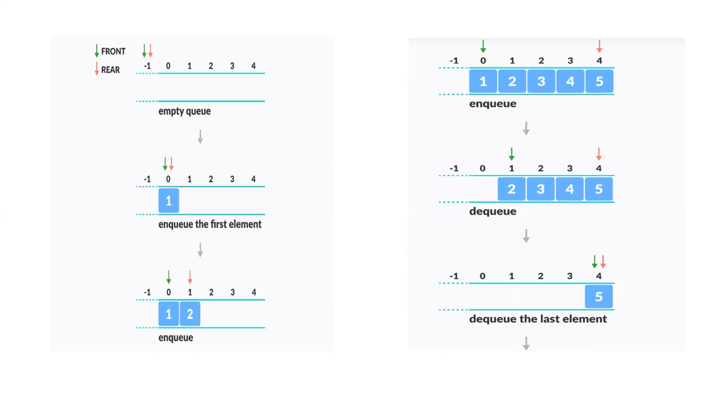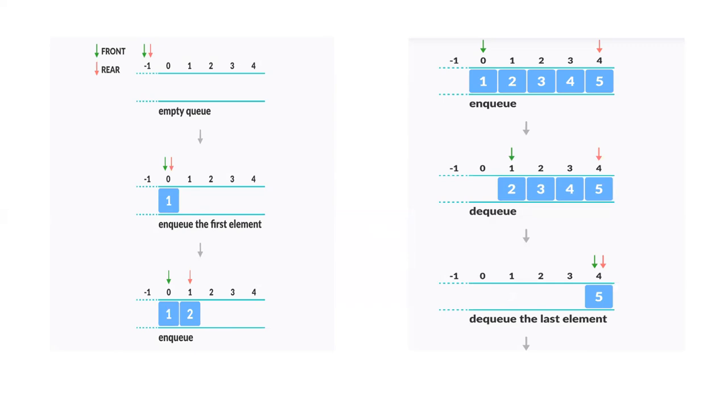Now let us see how to enqueue the data 1. To enqueue the data, first we have to increment the rear pointer. So rear plus plus, and now the rear pointer comes to position 0. Now we insert the data, and the one and only data present in the queue is 1. The front pointer also has to point to the first data. So the front pointer as well as the rear pointer is pointing to the 0th position, which holds the data 1. Now we want to insert the second data, 2.